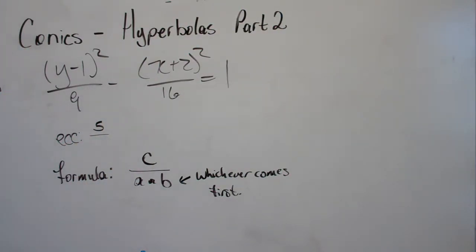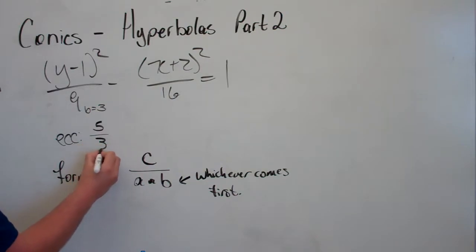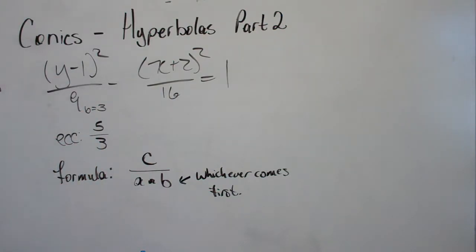And in this case, since y comes first, we know that this is b squared, so we know that b equals 3. So that means 3 is going to be the denominator of our eccentricity equation, because it's A or B, whichever comes first. In this case, B came first. So C is 5, B is 3, 5/3. That's all there is to eccentricity. Not too bad.